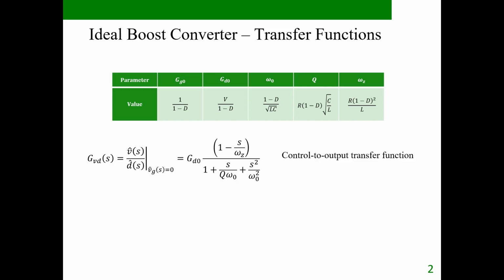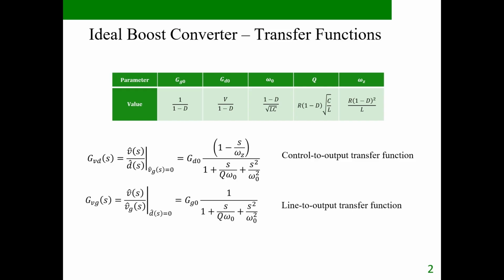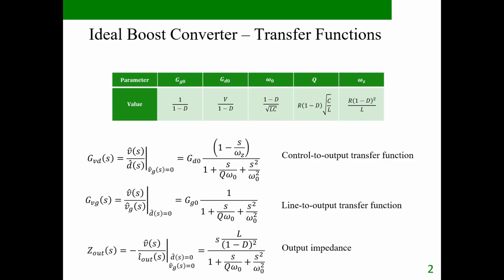Next is the line to output transfer function, or Gvg(s). This describes how input voltage disturbances propagate to the output. It is critical for understanding line regulation and for designing feed-forward techniques if needed. And last is the output impedance, or Zout(s). This function shows how the output voltage reacts to changes in load current. It is directly tied to load transient performance and output capacitance selection.